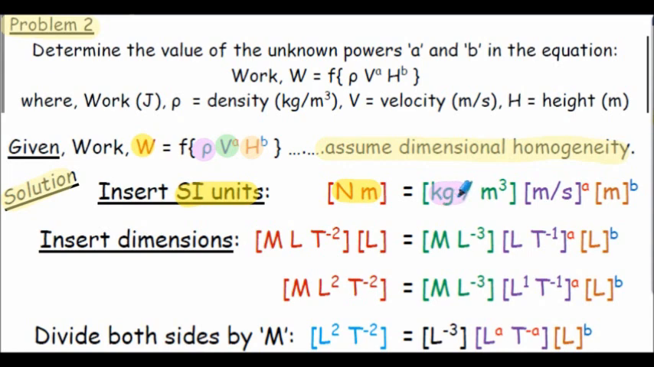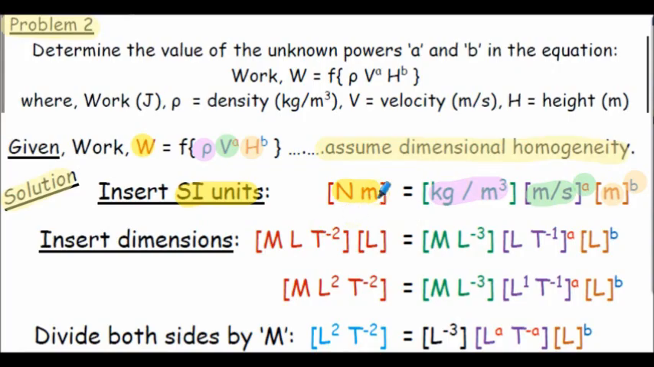Mass density is the kilogram per meter cubed. Velocity is the meter per second. Notice that's raised to power A, of course. And the height h has a unit of the meter raised to power B here. Well, next line I simply insert the dimensions.